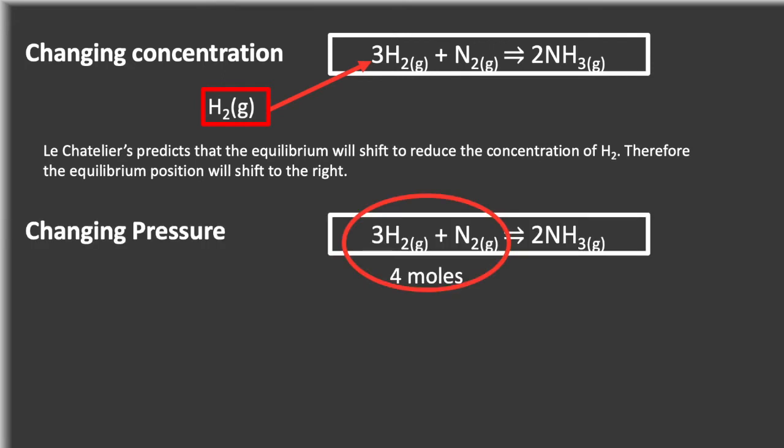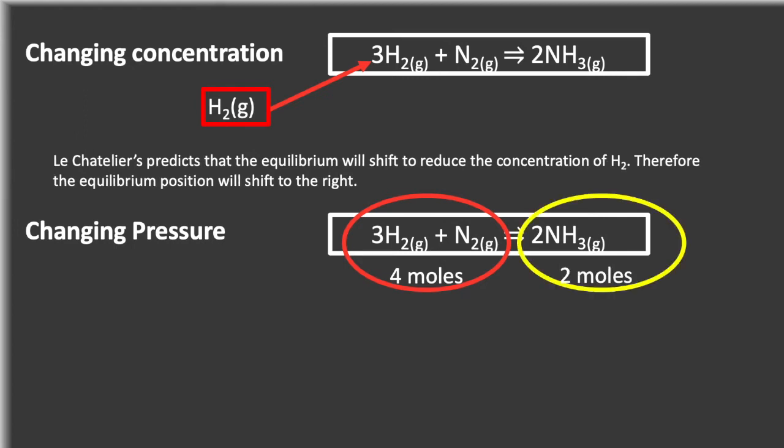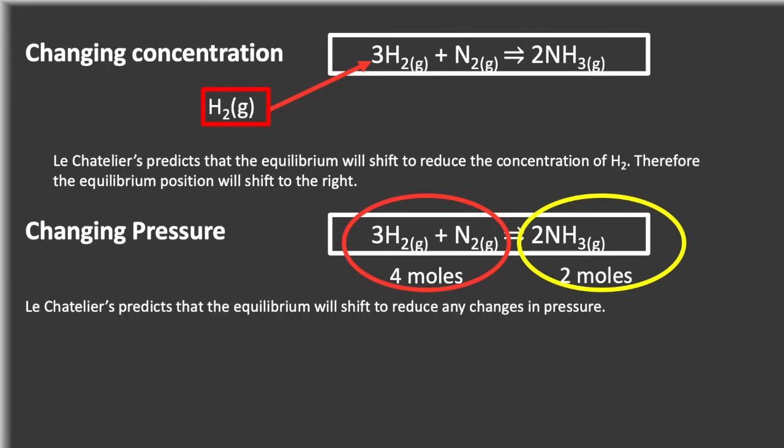If we change the pressure, the equilibrium will try and reduce that change. On the left hand side we have 4 moles of gas, on the right hand side we have 2 moles of gas. Therefore, if we try to increase the pressure, the equilibrium will shift to the right, to the side of fewer moles, which will reduce the pressure. If we decrease the pressure, the equilibrium will shift to the left-hand side, because the more moles of gas you have, the higher the pressure.